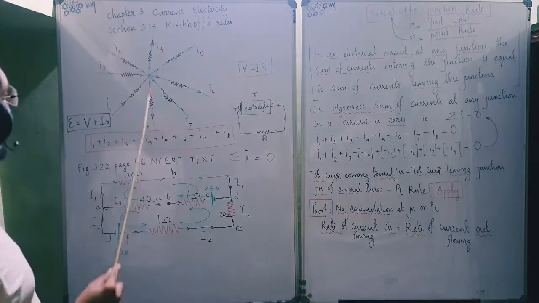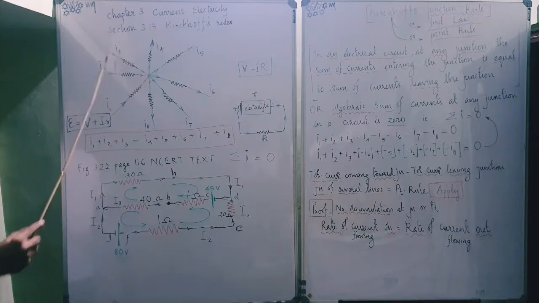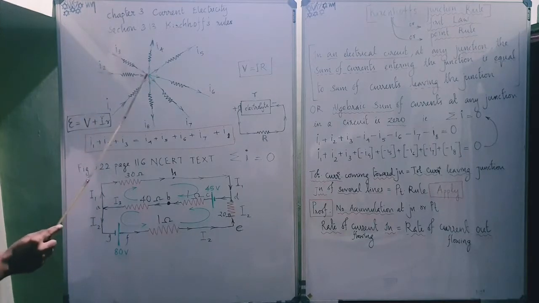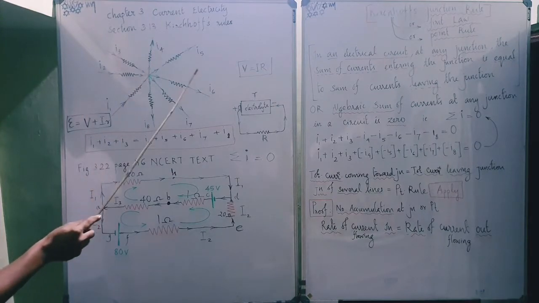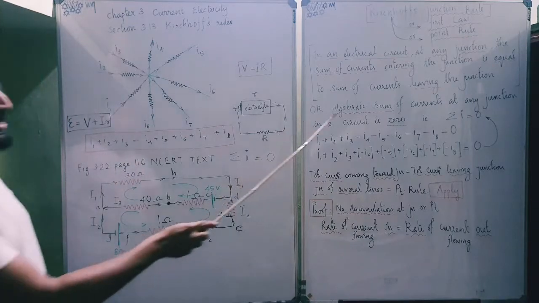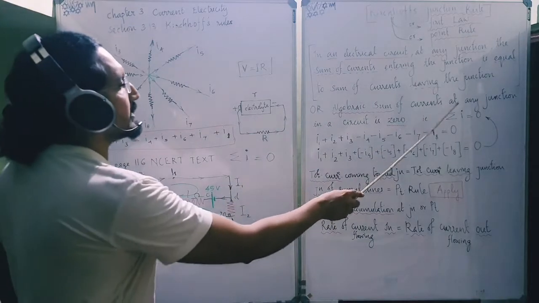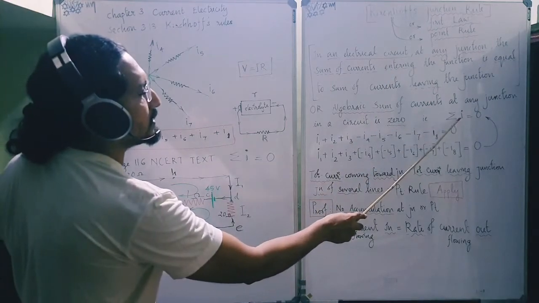Consider this diagram. This is called the junction. This is the junction where these currents I1, I2, I3 meet. And from this junction, these currents get out through I4, I5, I6, I7, and I8. And it is written that the algebraic sum of the currents at any junction in a circuit is 0. That means it is represented by this.